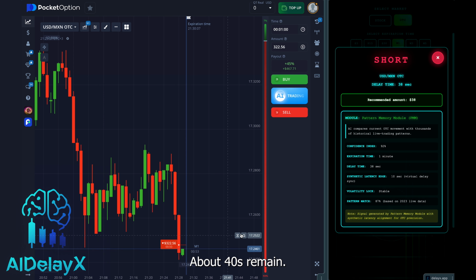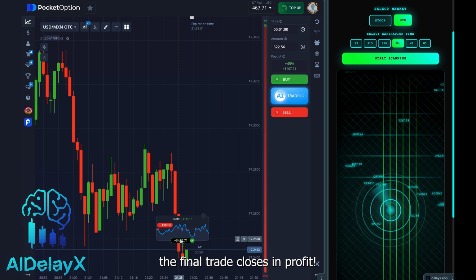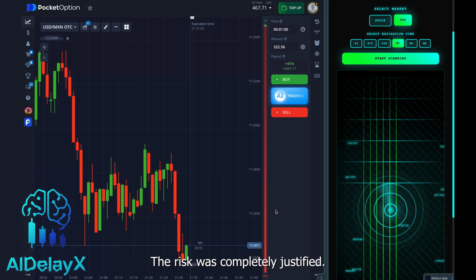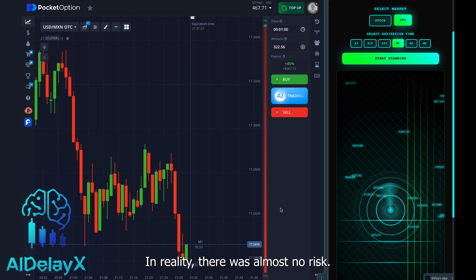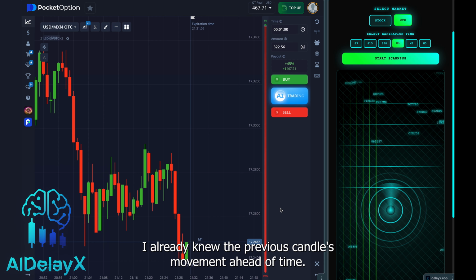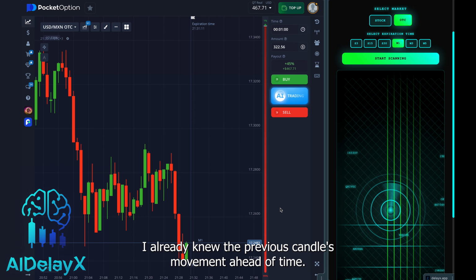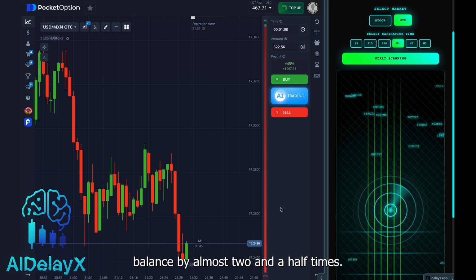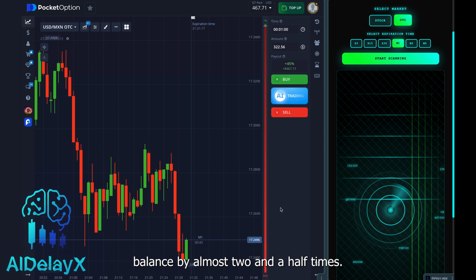And as you can see, the final trade closes in profit. The risk was completely justified. In reality, there was almost no risk. I already knew the previous candle's movement ahead of time. In the end, we increased the account balance by almost 2.5 times.